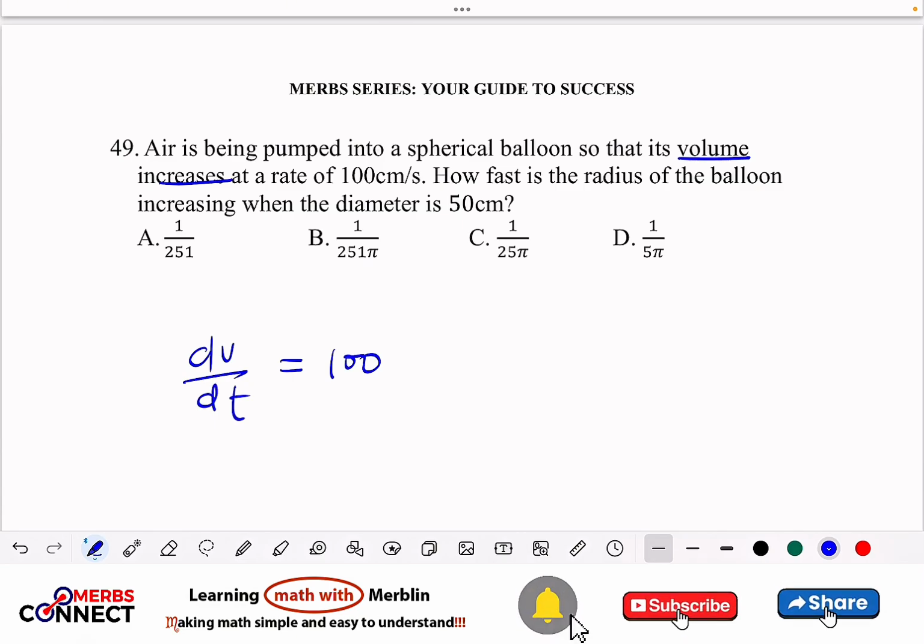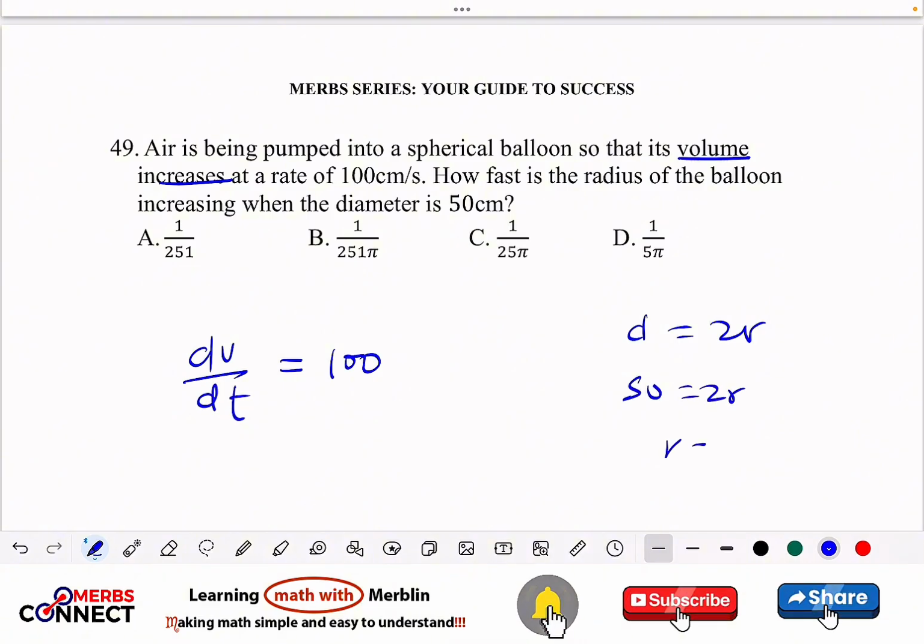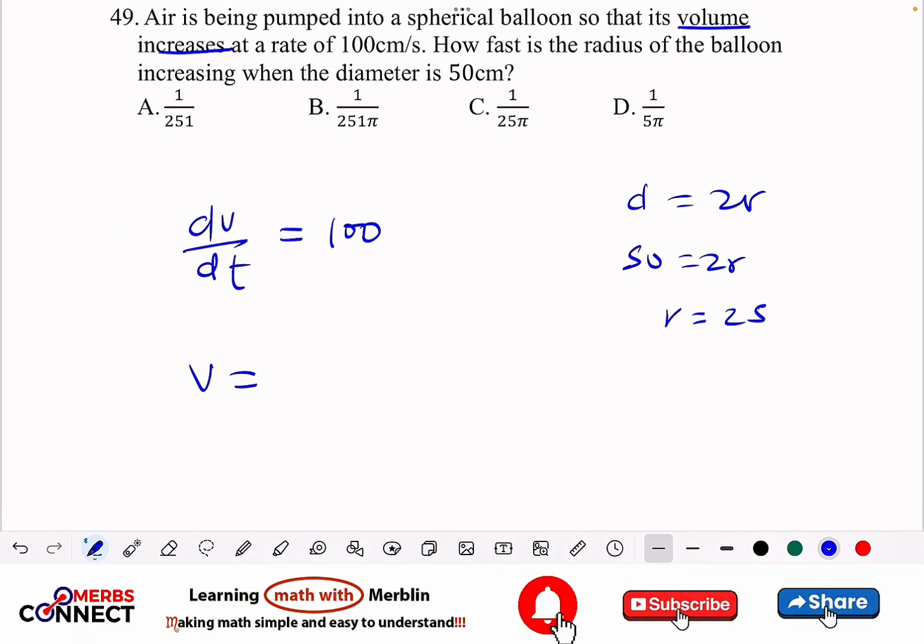Now, how fast is the radius of the balloon increasing when the diameter is 50? So we know that diameter is equal to 2r. So for us to find the radius, 50 is equal to 2r and r will be equal to 25. Good. Now, what is the formula for finding the volume of a sphere? The volume of a sphere is 4/3 pi r cubed.